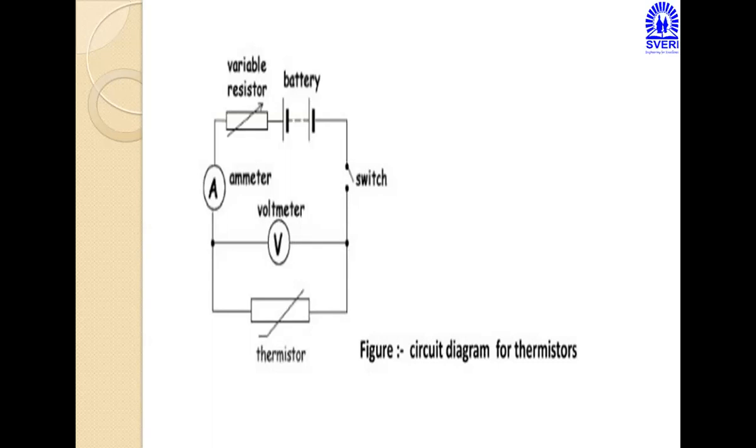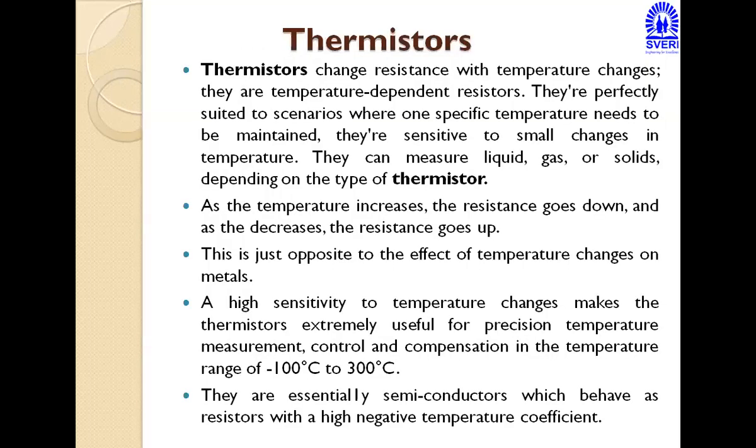Same thing: variable resistance means you have to use the laboratory or industry. You are going to select different variable resistances to sense the temperature, and this sensed temperature is compared to the input supply, that is the battery, and the comparison is measured with the help of the thermistor. Here the thermistor changes resistance with temperature changes. They are temperature dependent resistances.